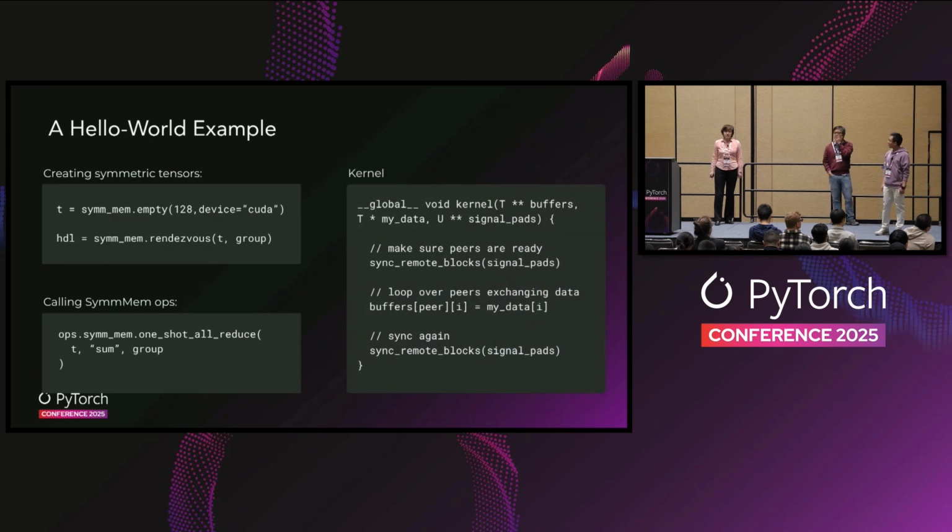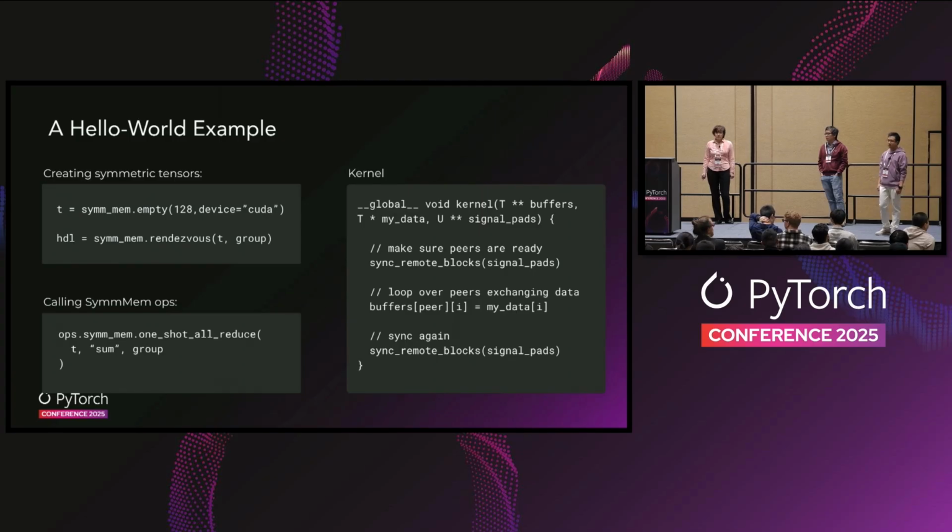Here is a simple example of using symmetric memory in PyTorch. You allocate symmetric memory in a very similar way to how you would allocate any other tensor in PyTorch. Then you call a rendezvous on this tensor to make sure that all your peers know how to communicate with this region in your memory. And from then on, you can use it in your kernel or in other communication patterns.